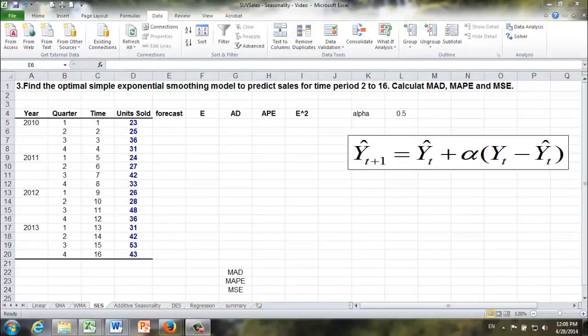Question 3. Find the optimal simple exponential smoothing model to predict sales for time period 2 to 16. Calculate MAD, MAPE, and MSE.